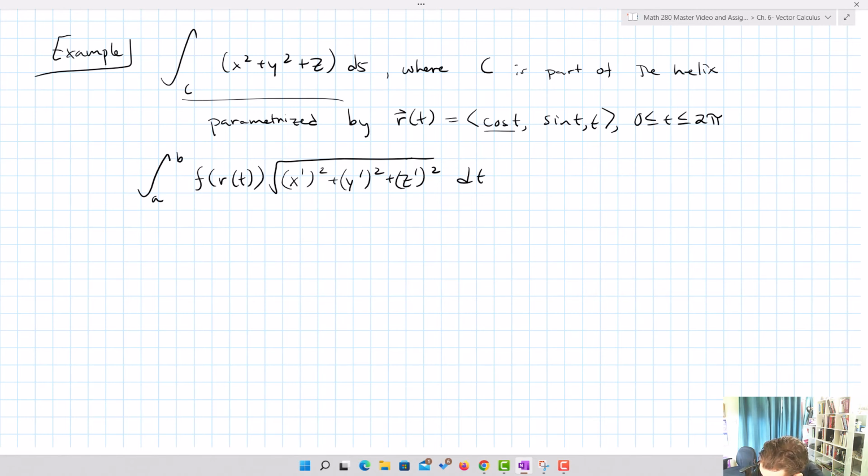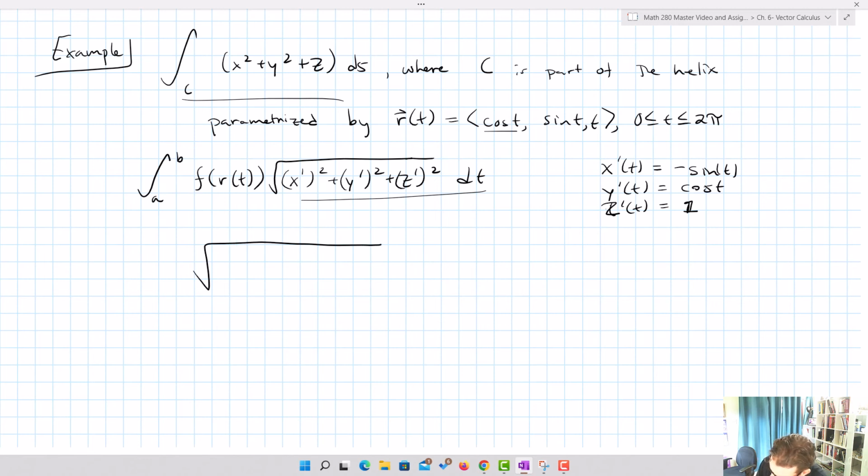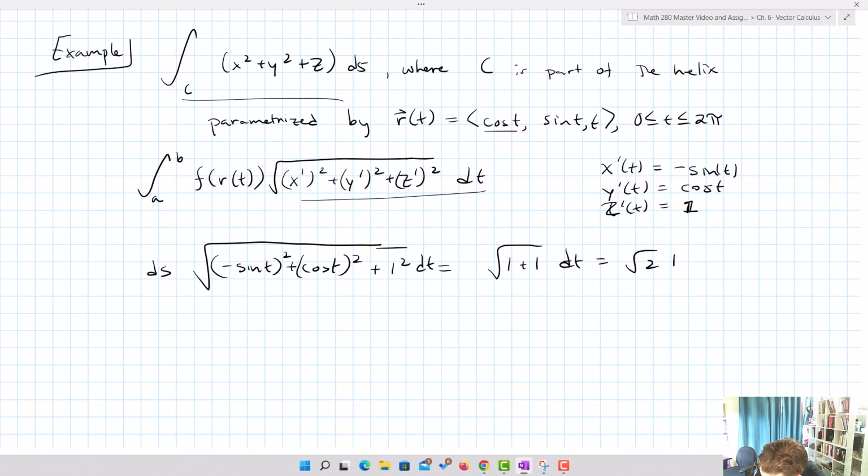So I'm going to first find x prime of t. That's going to be my cosine t, so x prime of t is going to then equal negative sine t. Y prime of t is going to equal cosine t. And z prime of t is going to equal 1. So my ds now is going to be the square root of negative sine t squared plus cosine t squared plus 1 squared. And this just equals the square root of 1 plus 1, okay? And this will be dt, so that's ds. And that's just the square root of 2 dt.